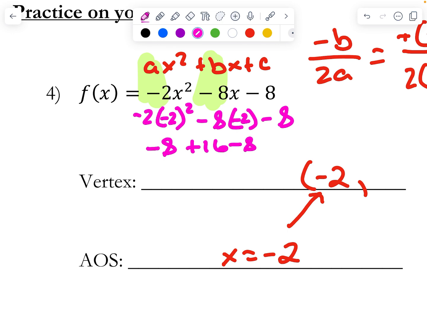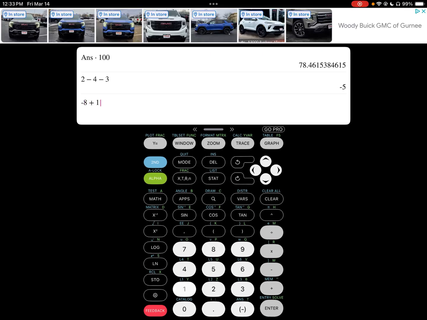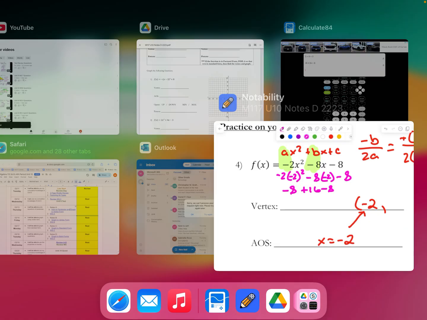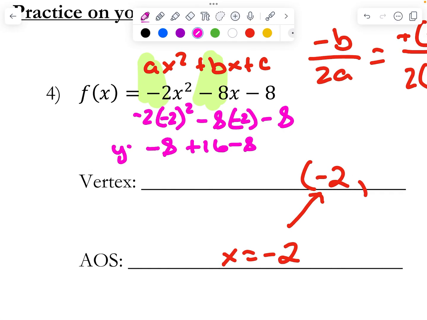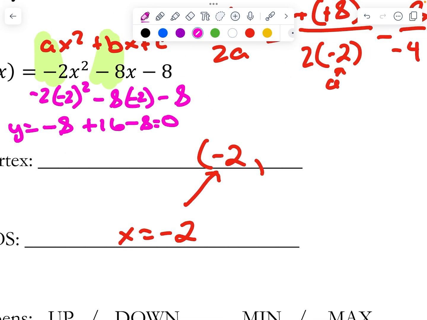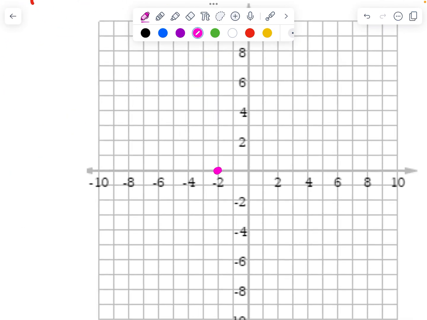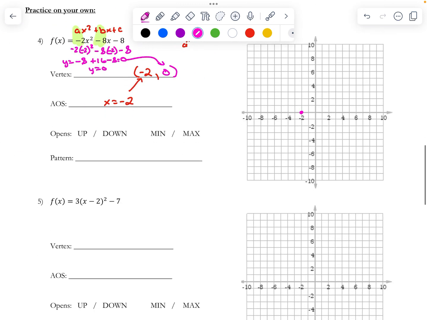Well, you'll see, we're going to end up getting 0. Negative 8 plus 16 minus 8, that's 0. So it looks like my y is equal to 0. So I'm going to go ahead and plug that in. Y is equal to 0. 0 goes right in here. So let's go ahead and graph my vertex here. Negative 2, 0. All right, my axis of symmetry is at negative 2.